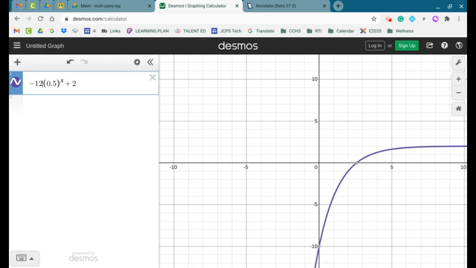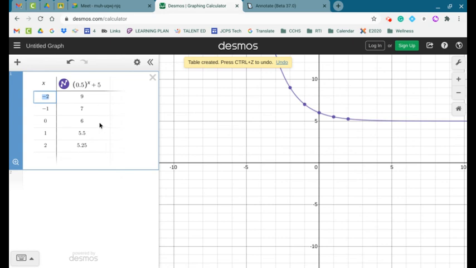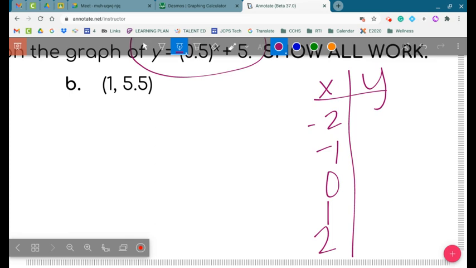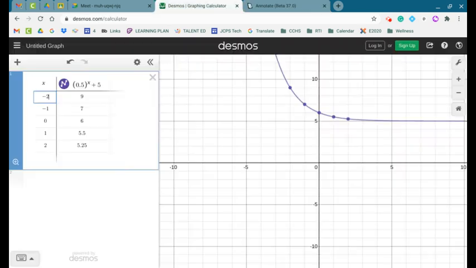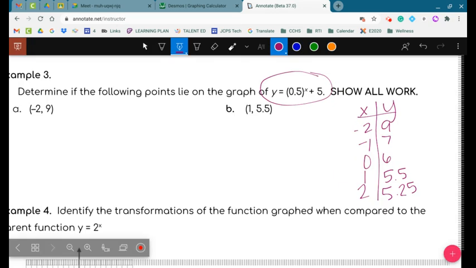I'm going to have 0.5. There's nothing on the front. And then what was the end? +5. Go to my gear, hit my table, and I get 9, 7, 6, 5.5, and 5.25. So does 5.5 lay on the graph?